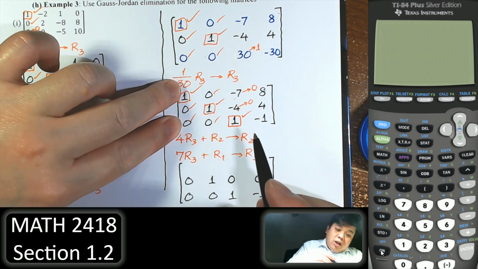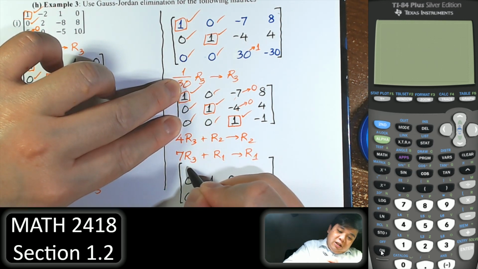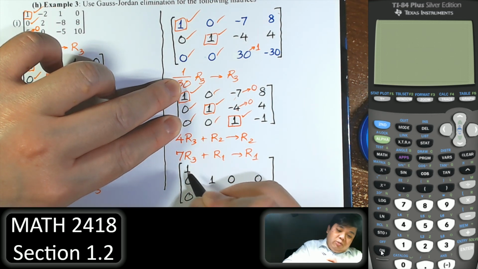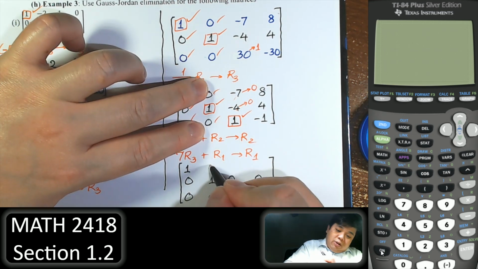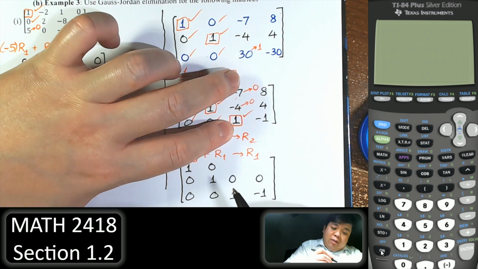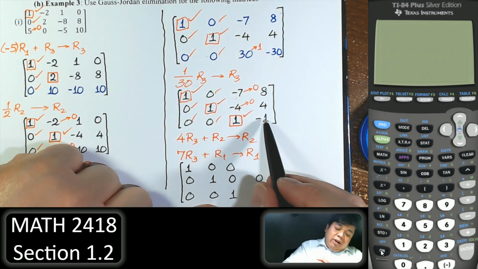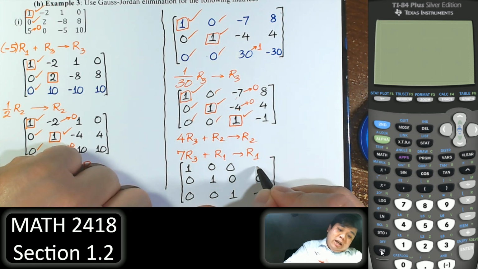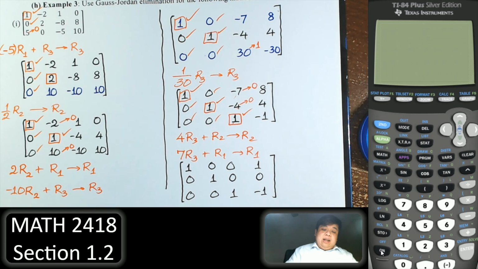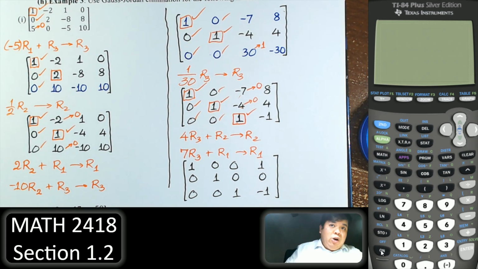Now row 1. 7 times 0 plus 1. 7 times 0 is still 0. 7 times 0, so that's still 0. 7 times 1 is 7 minus 7. 7 times negative 1, negative 7 plus 8 is 1. And this is in reduced row echelon form.